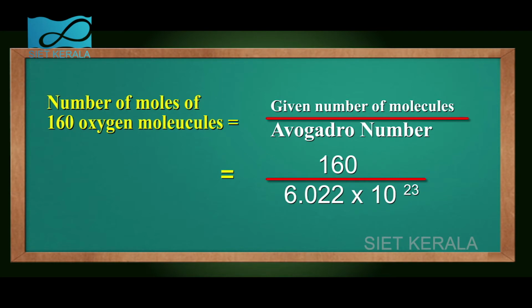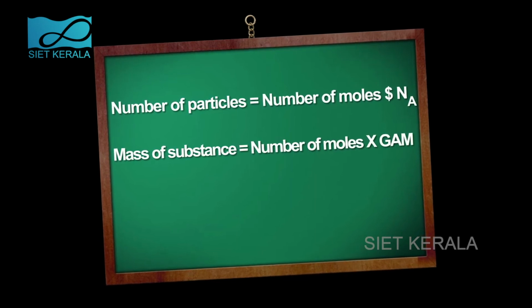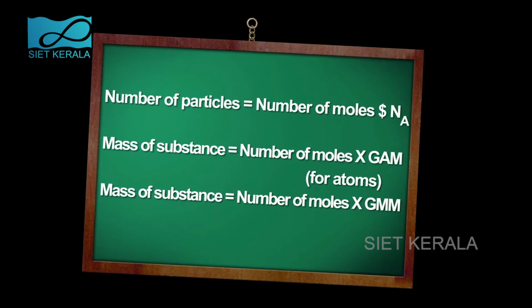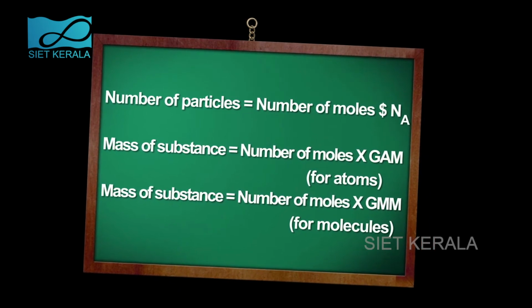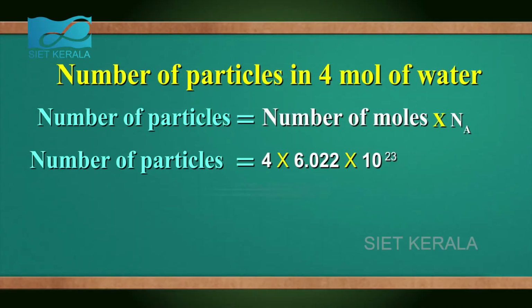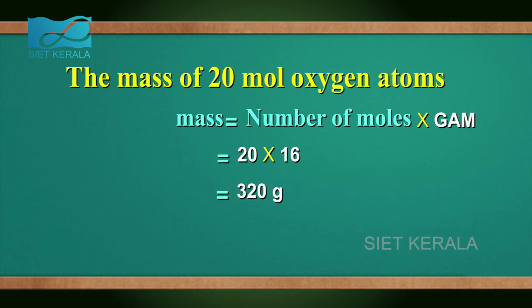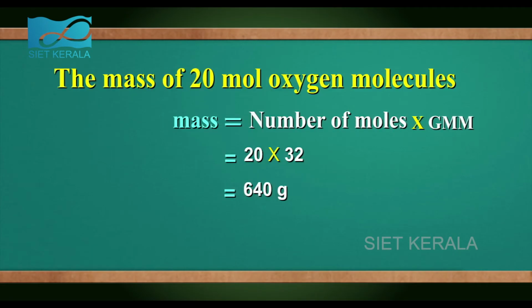Do you know the number of moles in 160 oxygen molecules? Number of moles is equal to the given number of molecules divided by the Avogadro number, that is equal to 160 divided by 6.022 × 10^23. In the same way, we can convert the number of moles into number of particles or mass by using the following equation. For example, we can calculate the number of particles present in 4 moles of water. Now, let us calculate the mass of 20 moles of oxygen atoms. Next, we can calculate the molecular mass of 20 moles of oxygen molecules.